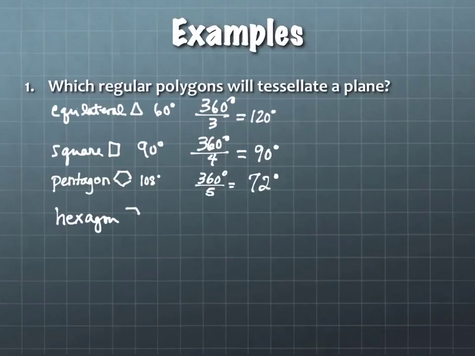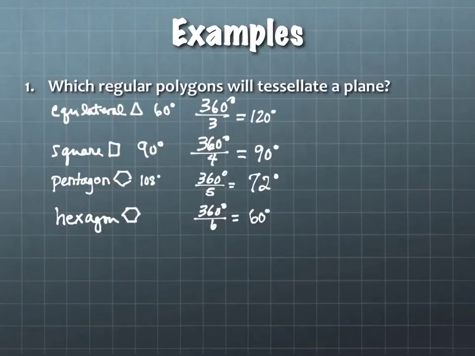In a hexagon, how many sides do we have? You have 6. Does 360 divide by 6 evenly? It does. It would give me a 60-degree angle.